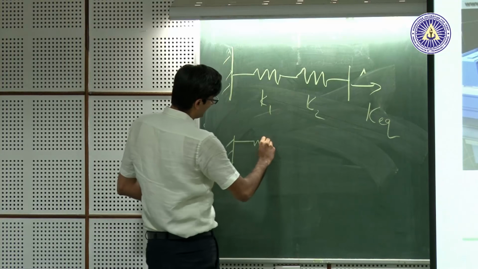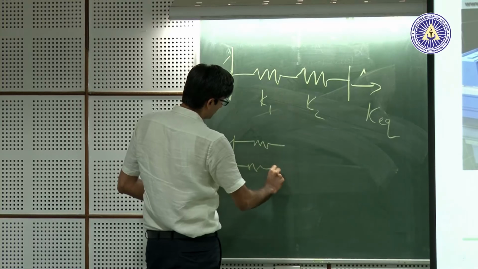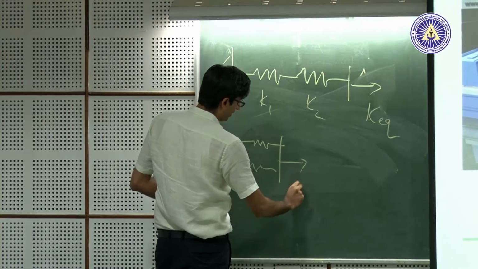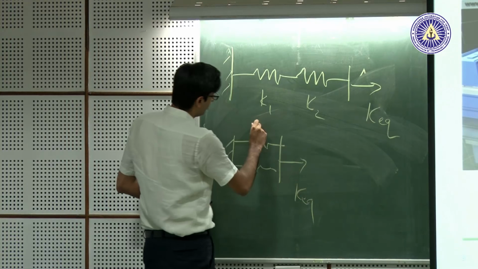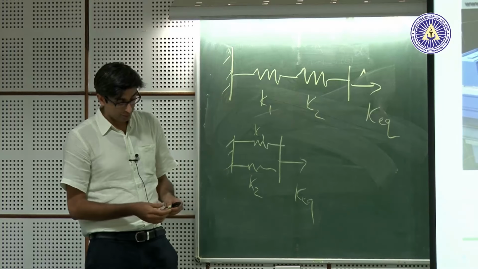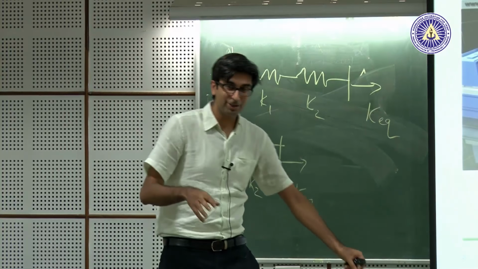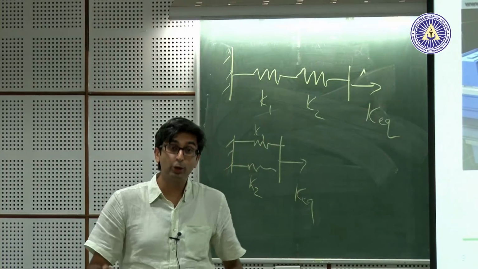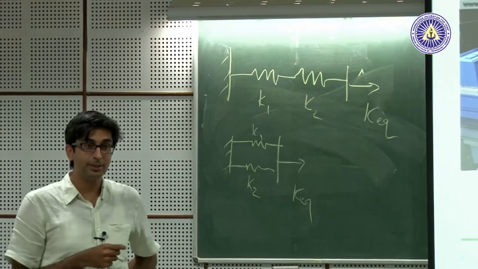And I have two springs like this, and I want K equivalent. Which one is stiffer? You can look at the math I will go into later, but springs in parallel are always stiffer than springs in series.